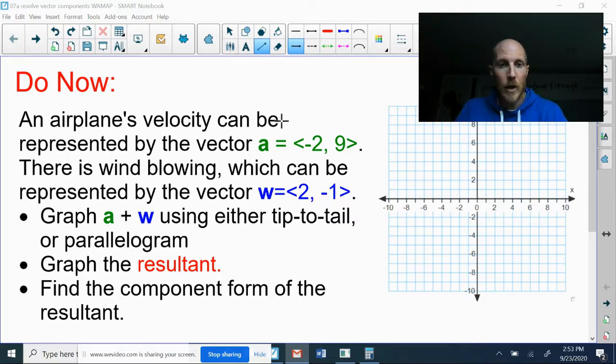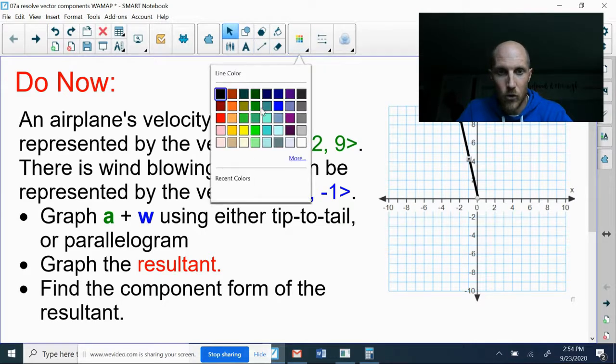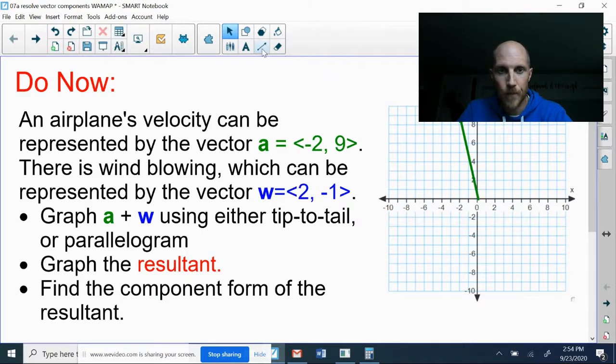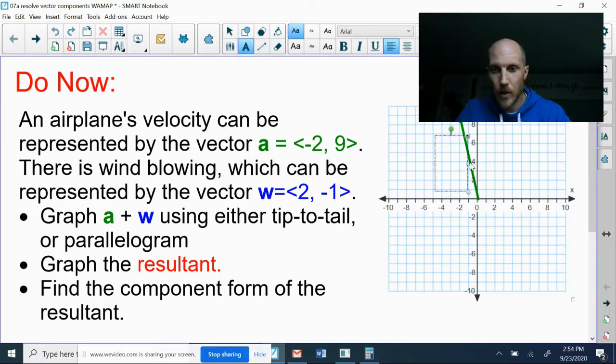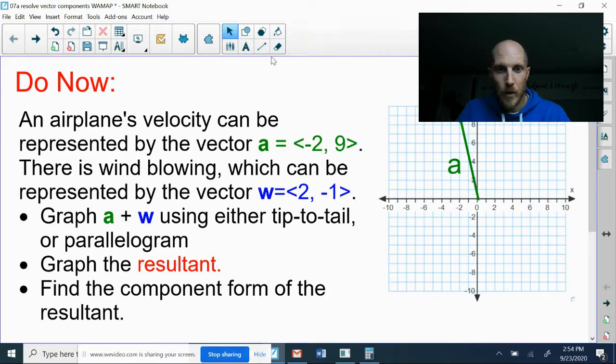Okay, well, I'm going to start with vector a. From 0, 0, to -2, 9. It's right there. I will change that to green and just drop an A right there next to it. That's a giant A. Green A. Awesome. All right, and then we're going to graph the wind.